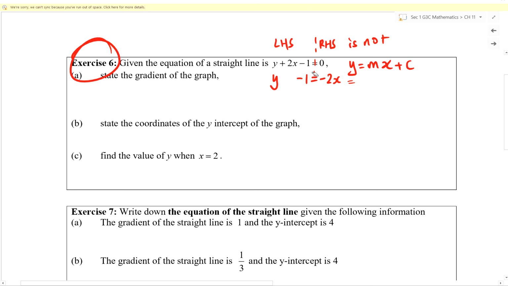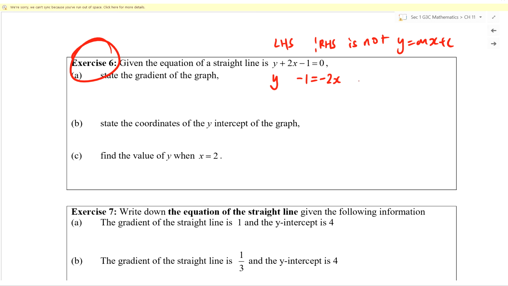This is the reason why some of you may have heard other people say, oh, bring the 2x to the other side, I bring it over, then I change the sign. Bring over and change the sign. Who has heard this before? From your friends, from your tutor, from your parents, from your siblings. Yeah, very common.